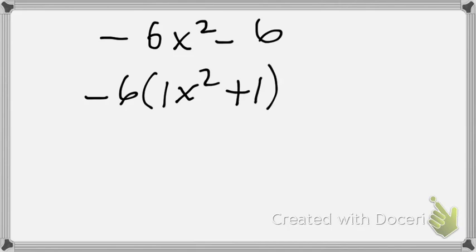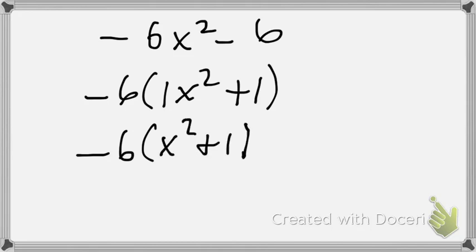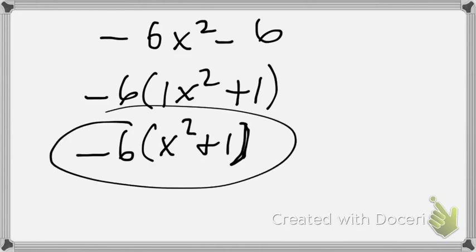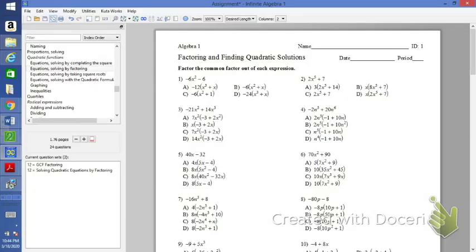Now, how do we like to write this? We don't like to write this with 1 in front of our variable, so we like to write it like x squared plus 1. So that's your final answer, and that is going to be C.